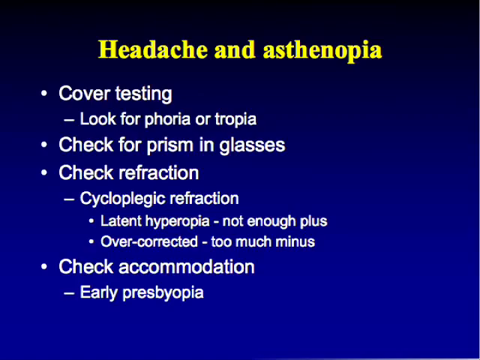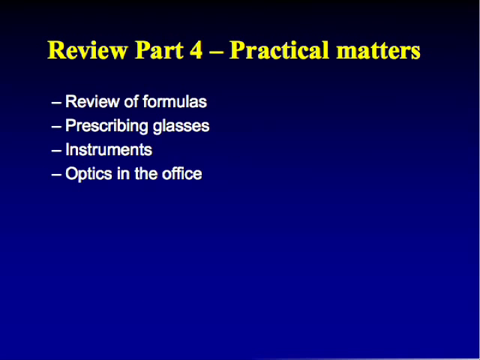Check the refraction, of course. Latent hyperopia would be a primary cause of asthenopia and headache. Not enough plus power, causing the patient to have to work hard to accommodate, or overcorrected, over-minused, again causing the patient to over-accommodate. Or a patient may just have early presbyopia and be having to accommodate in that way. So in the last couple of minutes, what we covered in this part 4 was the review of the formulas, prescribing glasses, instruments, and a quick rundown of optics in the office and how that works.